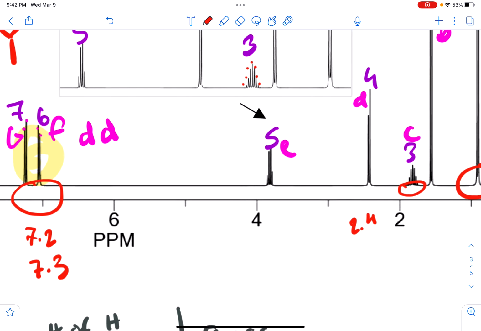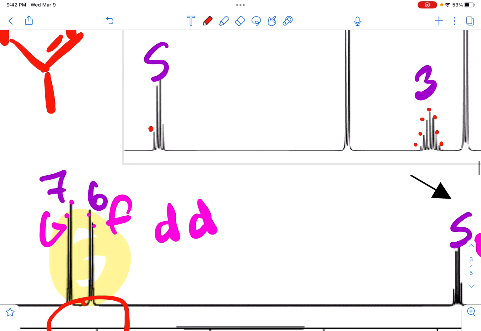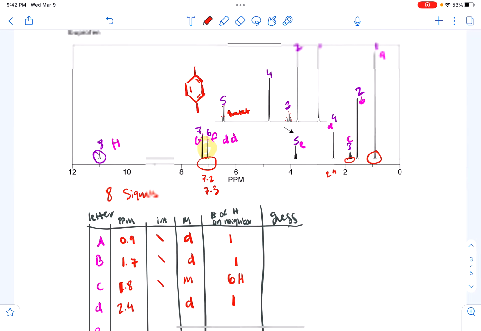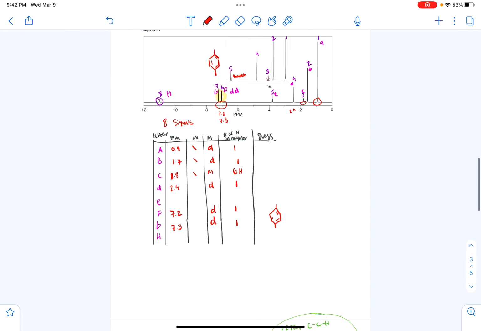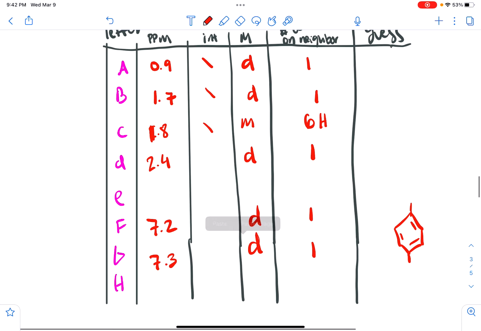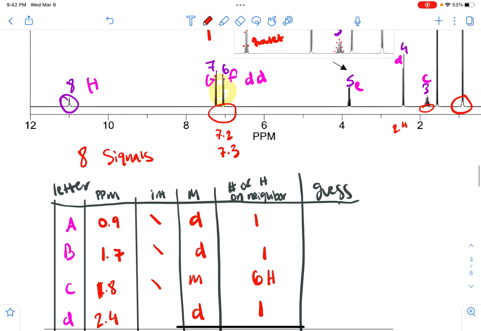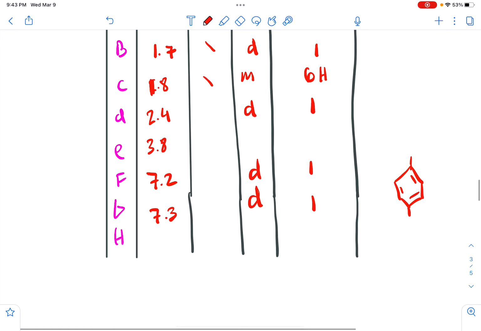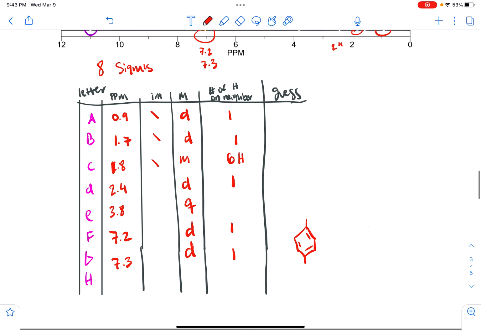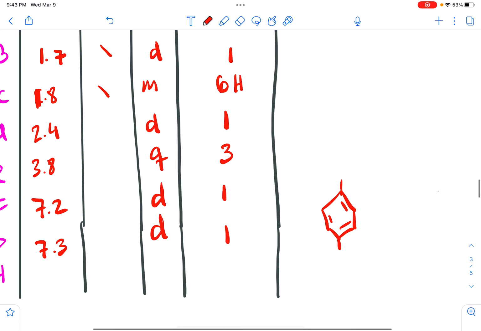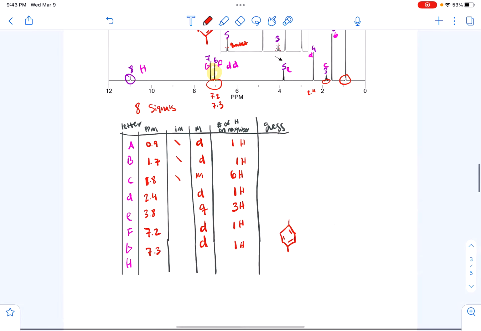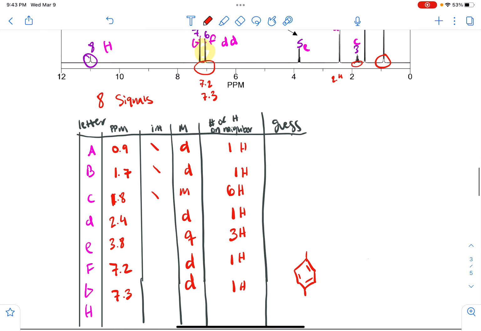Let's move on to 5, and if we zoom in over here, 5 is going to be 1, 2, 3, 4, so it's going to be a quartet. Sorry, that's kind of blurry, but yeah, so number 5 is going to be E. It's just before 4 at 3.8, and that's going to be a quartet. So that's going to have 3 hydrogens on the neighbor. So these are all H's up in here. Yeah, all right. And so kind of just taking that pair.